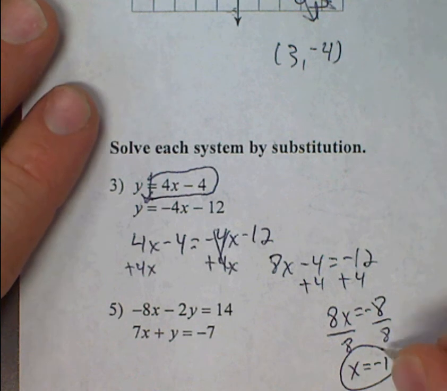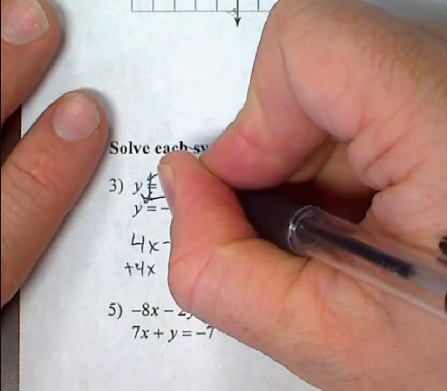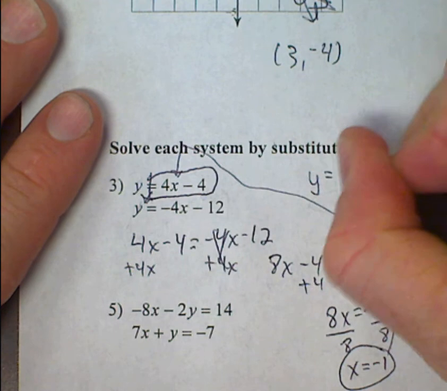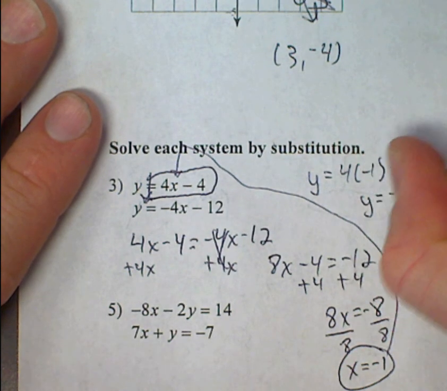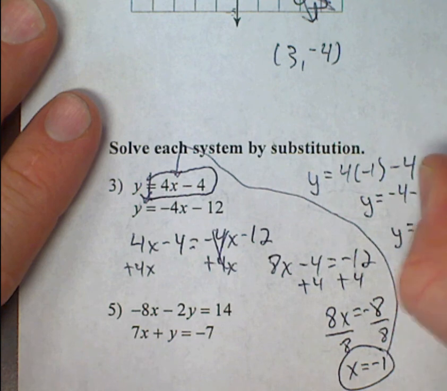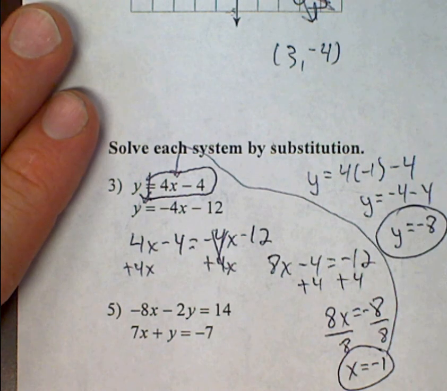If x equals negative 1, I'm going to plug this back in to my x. Y equals 4 times negative 1 minus 4. Y equals negative 4 minus 4. So y equals negative 8. And I'm done.